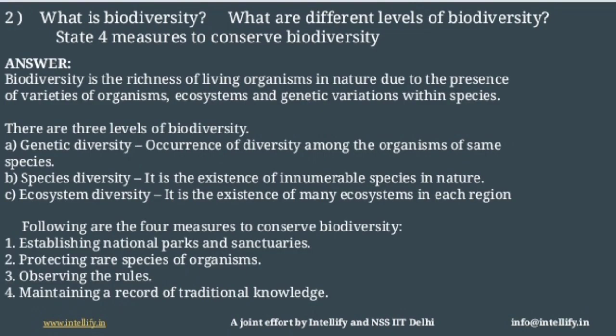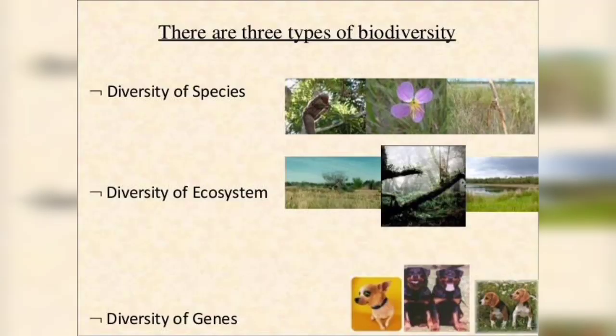Now the second question is, what is biodiversity? What are the different levels of biodiversity? State 4 measures to conserve biodiversity. First, what is meant by biodiversity? It's the richness of living organisms in nature due to the presence of varieties of organisms, ecosystems and genetic variations within species. Now, there are 3 levels of biodiversity: the diversity of genes, diversity of species, and diversity of ecosystems.